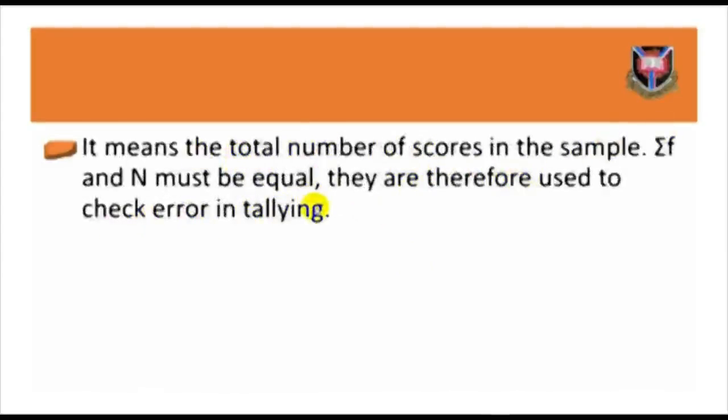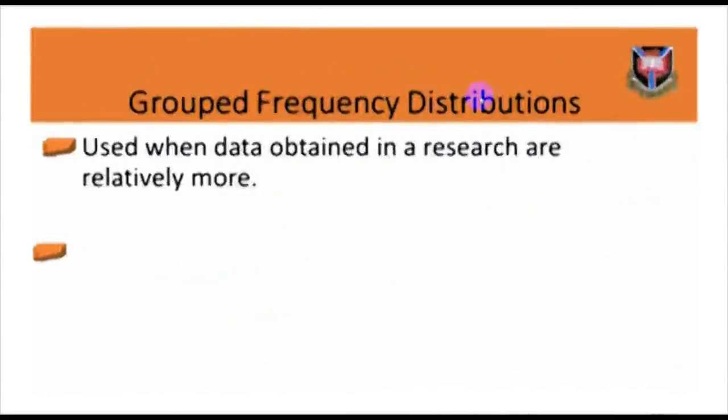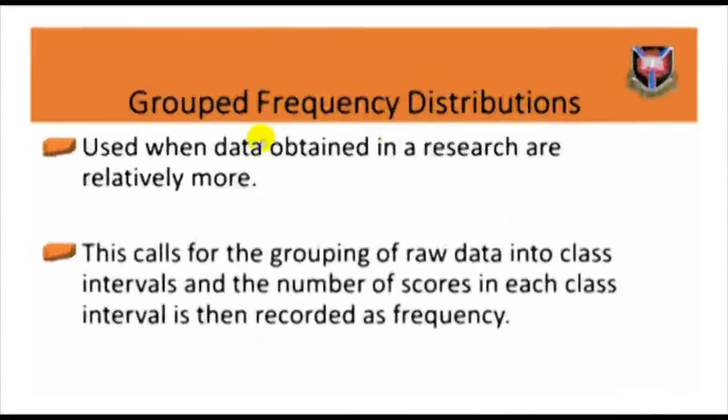Grouped frequency distribution. When data obtained in a research are relatively more, the regular frequency distribution might not be adequate in summarizing the data. Rather, the grouped frequency distribution becomes necessary. This calls for the grouping of raw data into class intervals, and the number of scores in each class interval is then recorded as frequency. An interval in which scores are grouped is called a class interval.